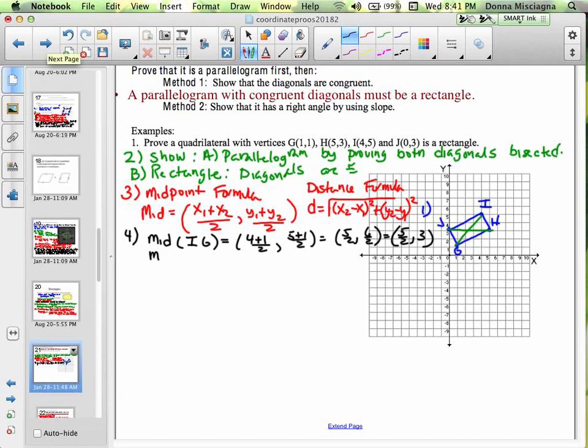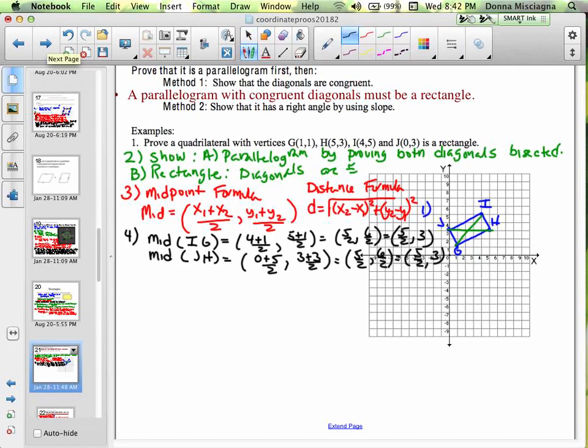Let's find the midpoint of the other diagonal. So the other diagonal is JH. All right, so we add the x-coordinates. So that would be 0 plus 5 divided by 2. And add the y-coordinates. So that would be 3 plus 3 divided by 2. All right, so 0 plus 5, that's 5 halves. 3 plus 3 is 6 halves. And they are the same, 5 halves, 3. So now, with our work, we've shown that this is a parallelogram because both diagonals are bisected. We need to explain that, but we've got the work to back that up.